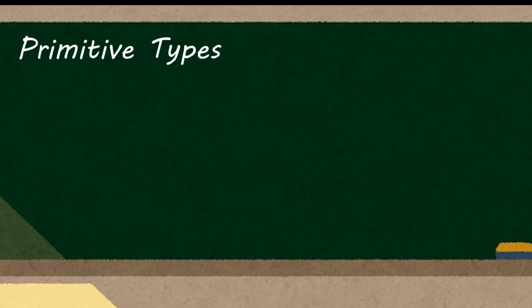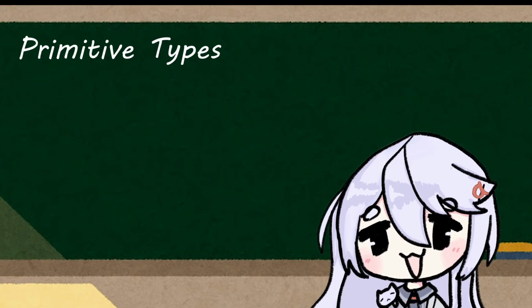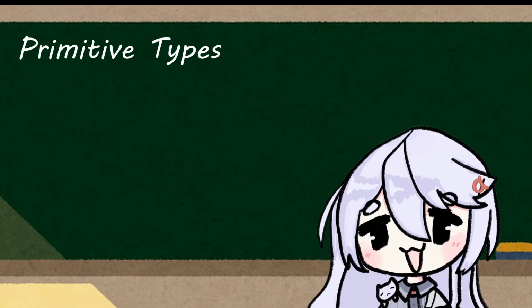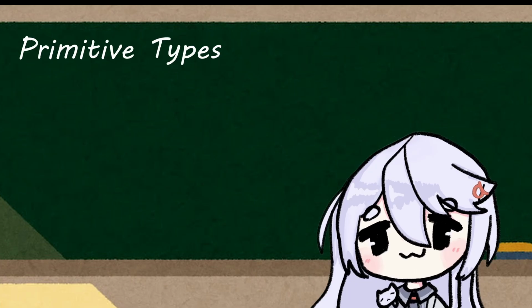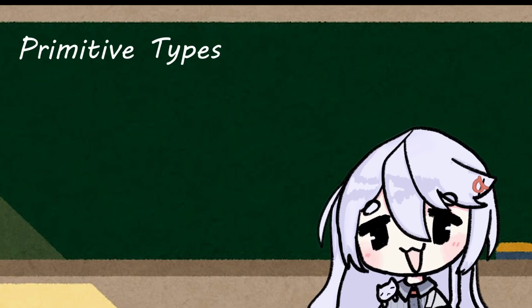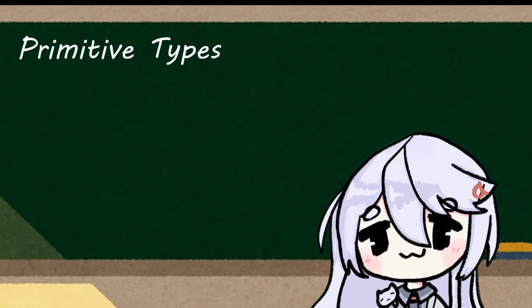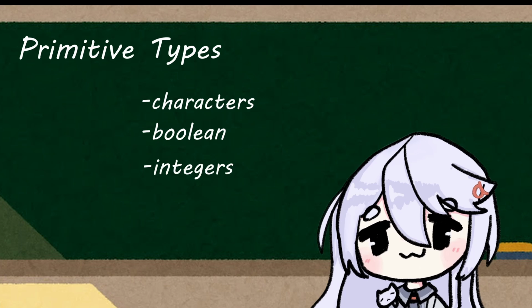Primitive types. Applications use a lot of different types of data to do math and other interesting things, but when it comes down to it, there are some really primitive types of data. The exact types of data vary between programming languages, but they usually boil down to characters, Boolean, integers, and floating point.